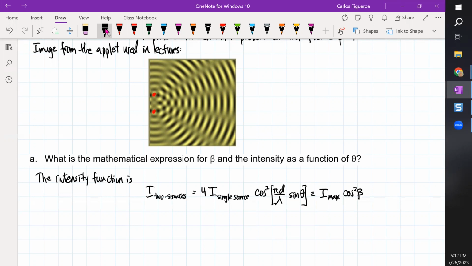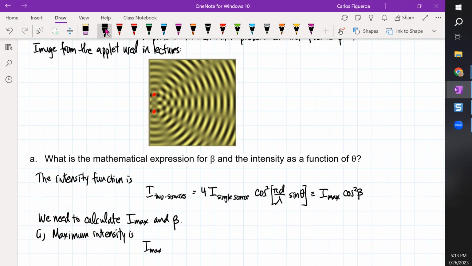So we need to calculate I max and beta as a function of theta. The first one I'll look at is the maximum intensity. The maximum intensity is I max, and this is 4 times the intensity of a single source. They told us that this was already 20 milliwatts per meter squared. So then I'm getting 80 milliwatts per meter squared for I max. So I now know what this maximum intensity is.